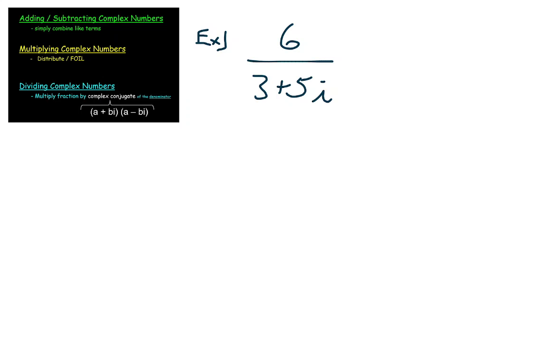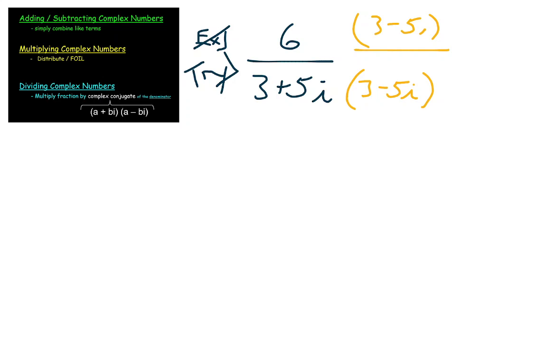See if you can do one. See if you can try to divide 6 by 3 plus 5i. You should be multiplying the top and bottom by the conjugate. That would be 3 minus 5i. It's just the opposite sign.